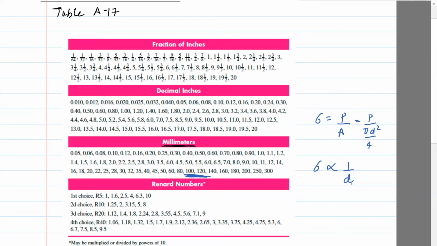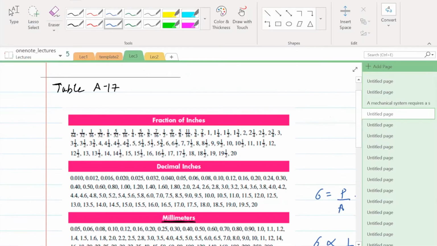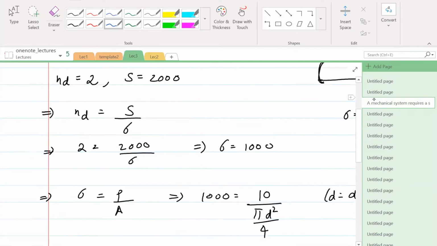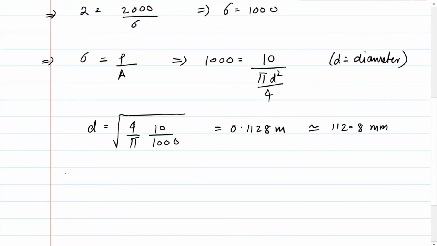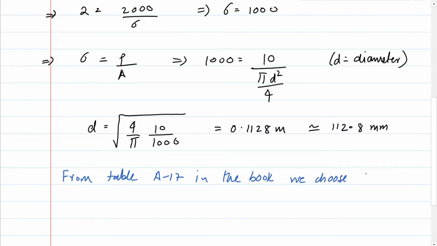Now, the caveat with the bigger diameter is that more diameter means more mass, and heavier is whatever design you create. So that's the caveat of going for a design which is not per your calculation. So let's choose. From the table, I think it's A17 in the book, we choose d equals 120 mm.